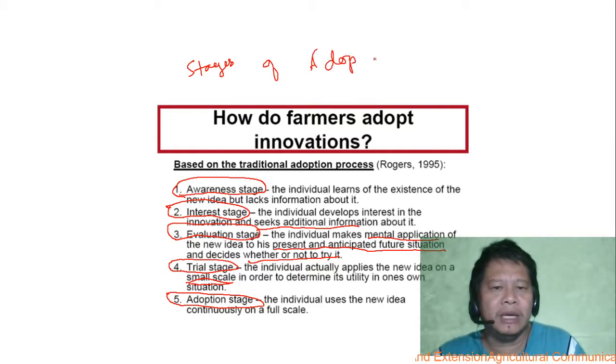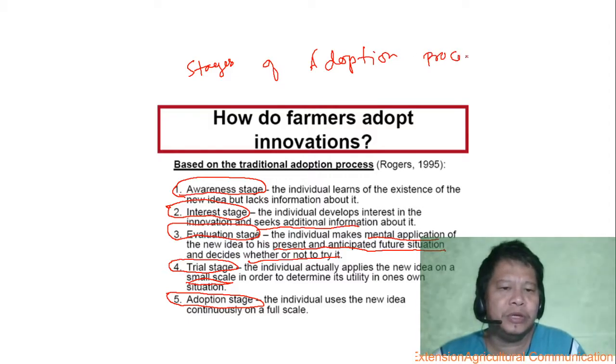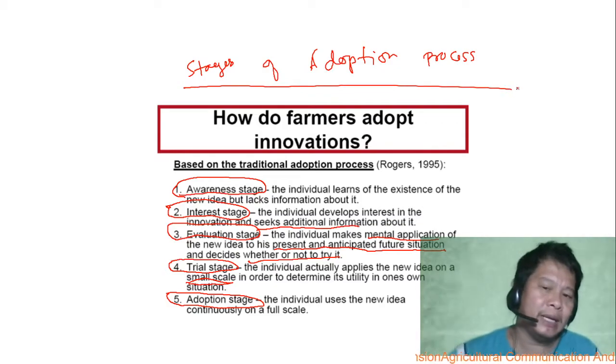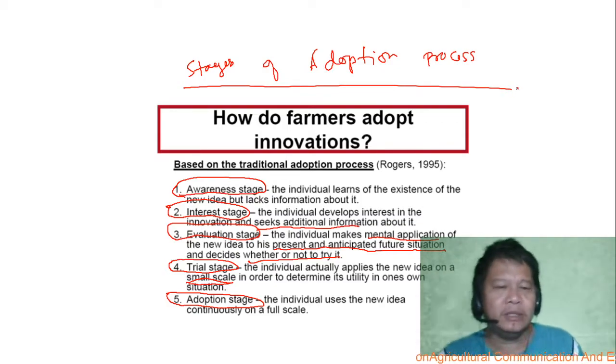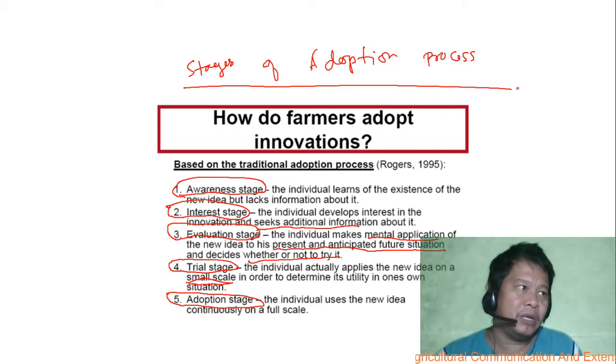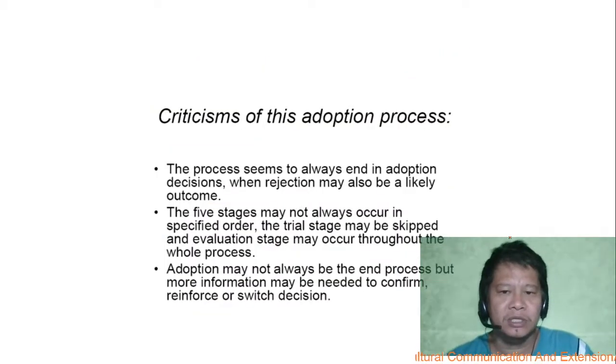But we know that the first thing, before we adopt, is that you have to be aware of the idea, that there is such a thing. Then you develop interest, we evaluate, try it, then we decide whether to adopt or reject. Those are the stages of the adoption process for technologies.